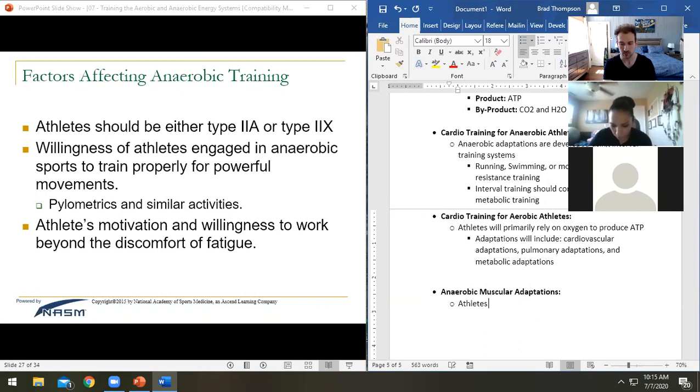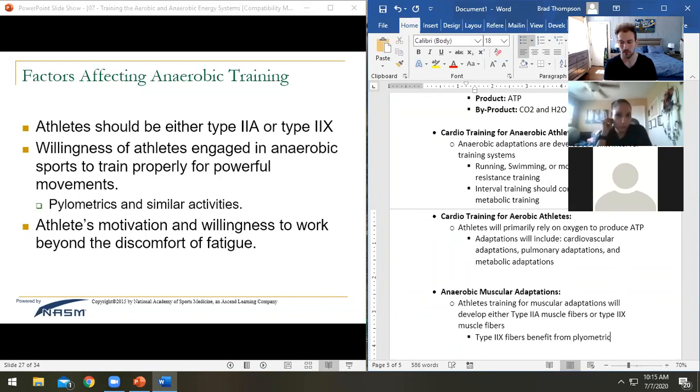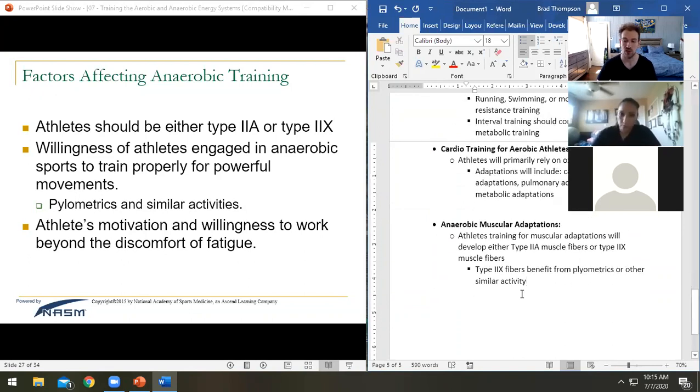Athletes training for muscular adaptations will develop either type 2A muscle fibers or type 2X muscle fibers, right? Type 2X fibers benefit from plyometrics or other similar activities. So the more explosive your training is, the more you are training those true fast twitch fibers.